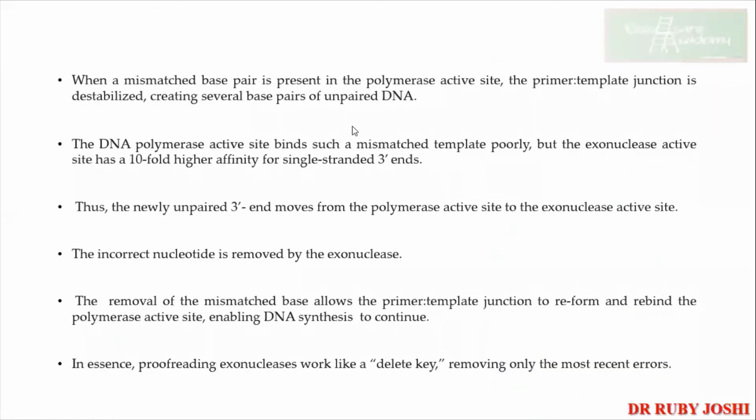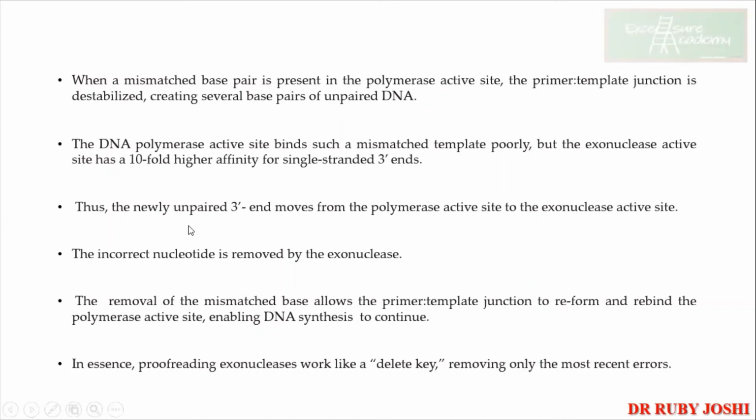Same thing over here. So when a mismatched base pair is present in the polymerase active site, the primer template junction is destabilized. Okay. Now, the DNA polymerase active site binds such a mismatched template poorly, but the exonuclease active site has got the higher affinity. Obviously, right? जब आपका exonuclease active हुआ है, तो आपका polymerase की जो activity वो कम हो जाएगी, and vice versa. जैसे ही mismatch आपने remove कर दिया है, exonuclease activity कम हो जाएगी and polymerase activity high हो जाएगी.